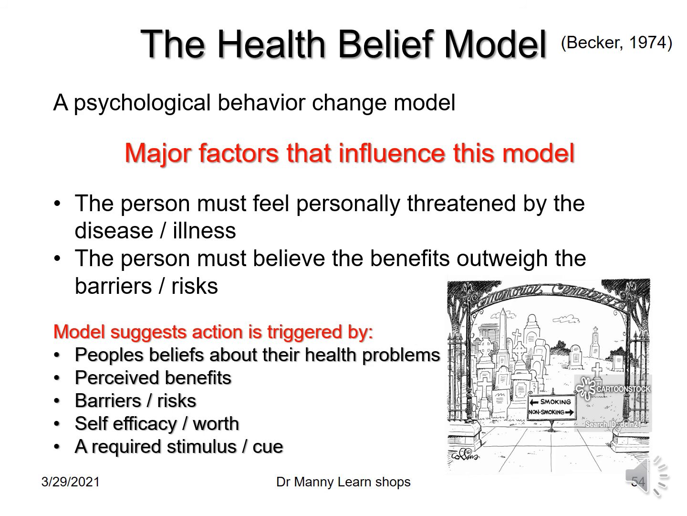However, the person has to also believe that the benefits outweigh the barriers or the risks. The person's got to believe that by changing their lifestyle, it's going to benefit them. So the model suggests action by the person who is affected is triggered by their beliefs about their health problems, if they have them or they don't have them. The perceived benefits, good or bad. If there are any barriers or risks, is it worth it? Self-efficacy. Is it worth doing it? And there has to be a required stimulus. So something has to trigger it. As I said, my colleague, severe chest pain, thinking he's having a heart attack, and he possibly was, in order to change his lifestyle.